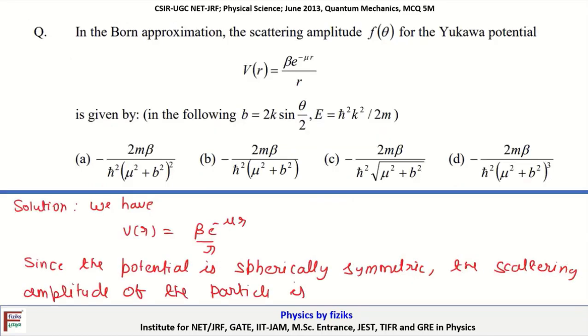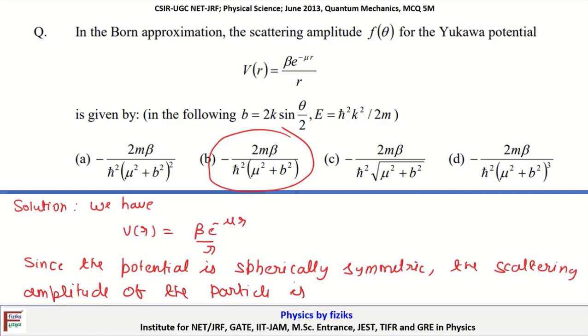So this is our answer, which means option B. Now the question comes to our mind: can we solve this problem with or without any calculation? The answer for this problem is yes, we can solve this problem even without doing any calculation.